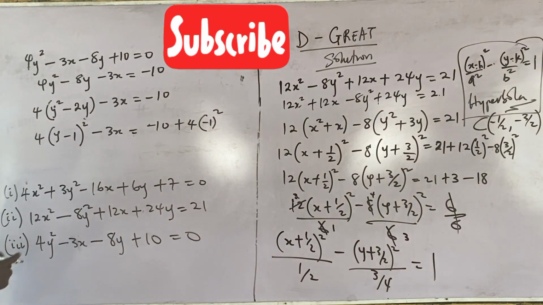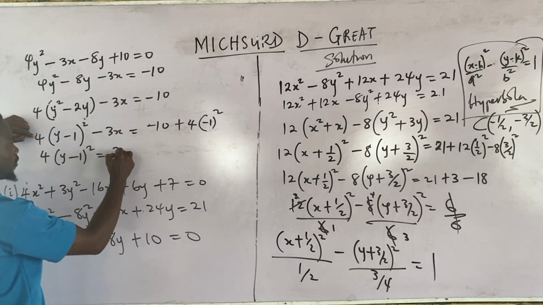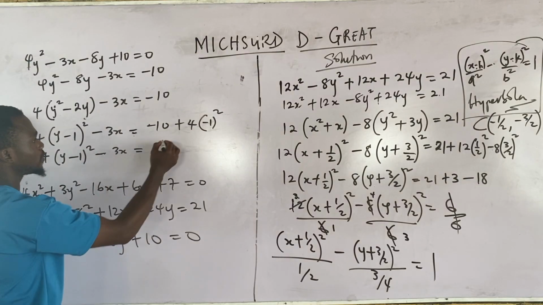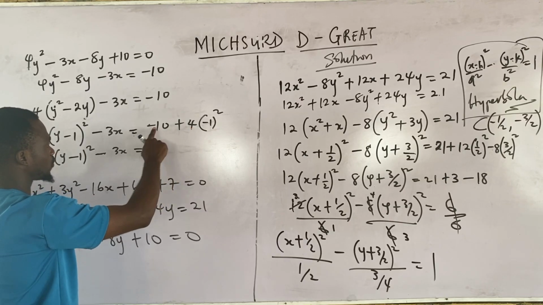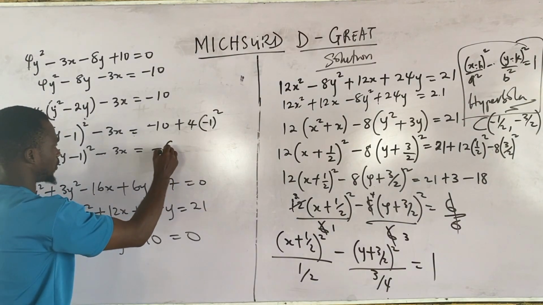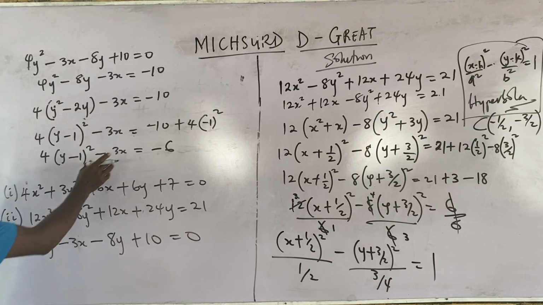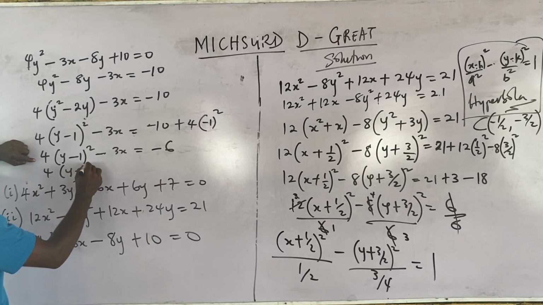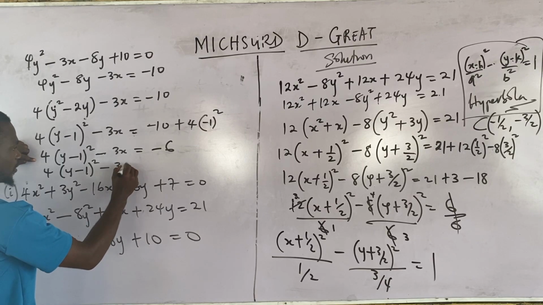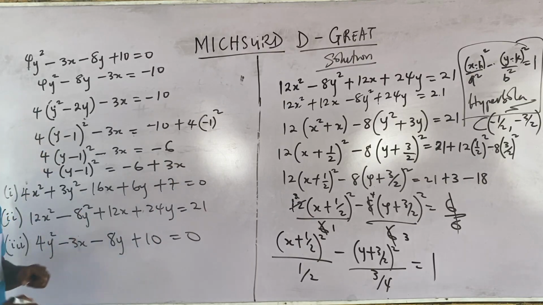Now this will give us 4 times y minus 1 all squared equal to minus 3x. Here will be minus 10, and here is 1; 1 times 4 is 4. So minus 10 plus 4 is minus 6. So we have a minus 6 there. We want to move this over to this place, so that we have 4 times y minus 1 squared equal to minus 3x minus 6. Okay, so we have moved it over. We have minus 6 plus 3x.